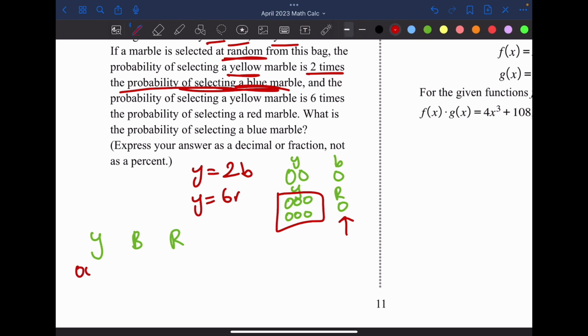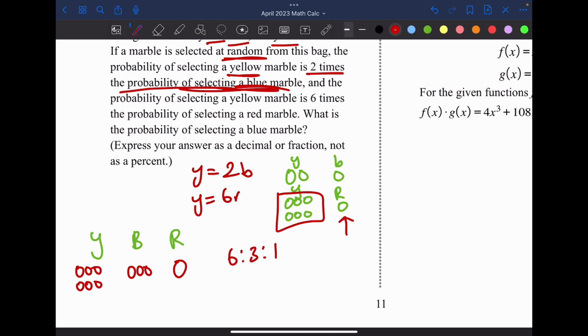So let's draw 6 for yellow, like this, and we obviously know that for 6 yellow, we would have 1 red, and then since we always have double the amount of yellows than blues, 6 divided by 2 is 3. So we have 3 blue marbles. And this is basically the ratio of each one. For every 6 yellow marbles, we have 3 blue marbles and we have 1 red marble. This is, once again, the ratio that we found.